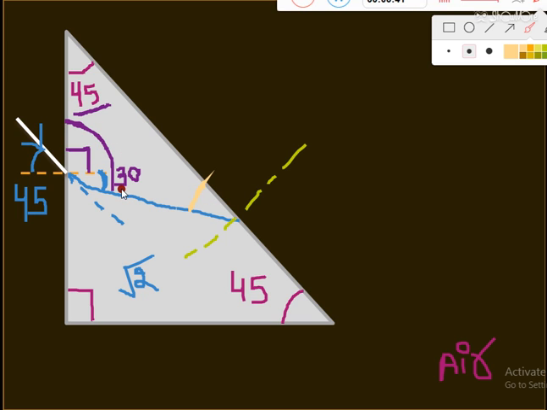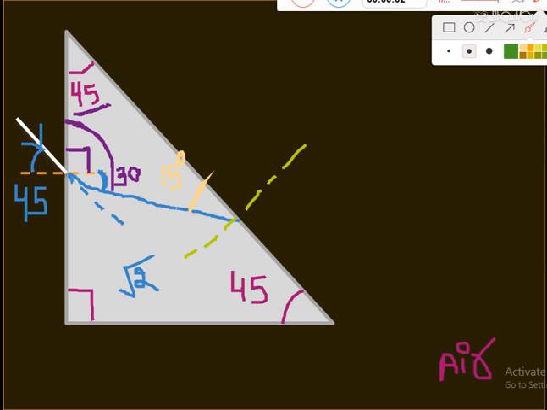So this is 120 plus 30, 90 plus 30, 120, 120 plus 45, 165. So this angle will be equal to 15 degrees. Make it clear. If any doubt is there, then you can ask me personally on my mobile number. So now 15 degrees is this angle, but this is not the angle of incidence.